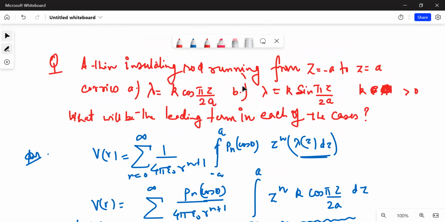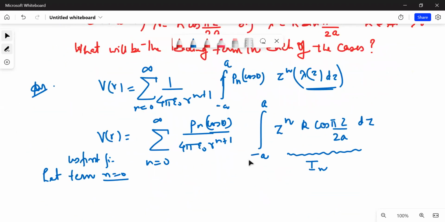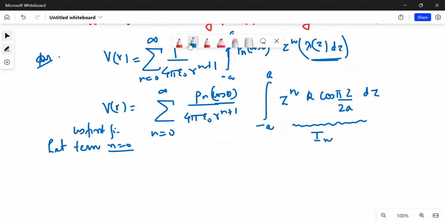The monopole one. Am I able to make you understand what I am saying? Look, as n equal to 0, 1, 2, 3 increases, so the leading term, if the term corresponding to n equal to 0 is a non-zero term, then the leading term would be corresponding to n equal to 0. So let us first find I naught.